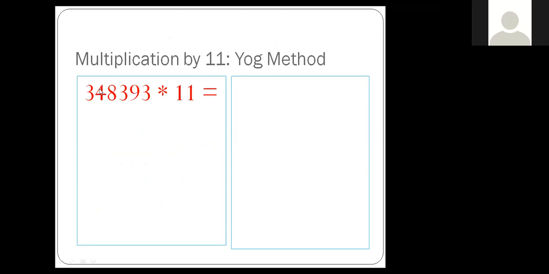So 0 plus 3, 3. 3 plus 4, 7. 4 plus 8, 12. Right? So 12 means 1 carry is generated. How will we write that 1? Small. How will we write that 1? In the subscript form. 8 plus.